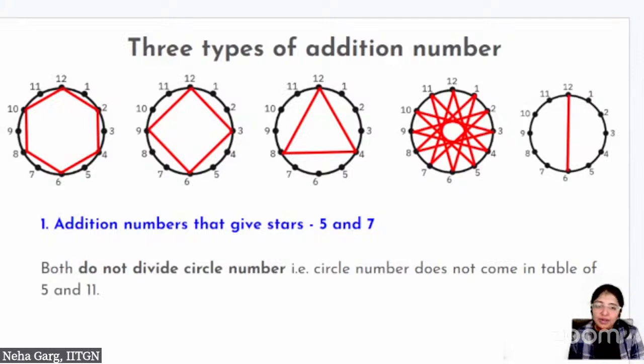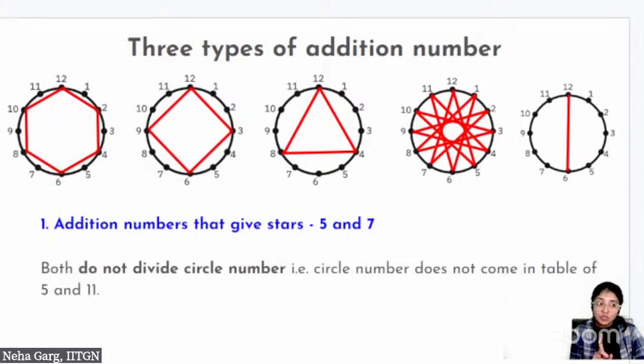So what we did was, there were addition numbers. What were the addition numbers which gave us stars? 5 and 7. And both do not divide the number of points on the circle. There were 12 points on the circle, and 5 and 7 do not divide 12, and that is why we got a star.